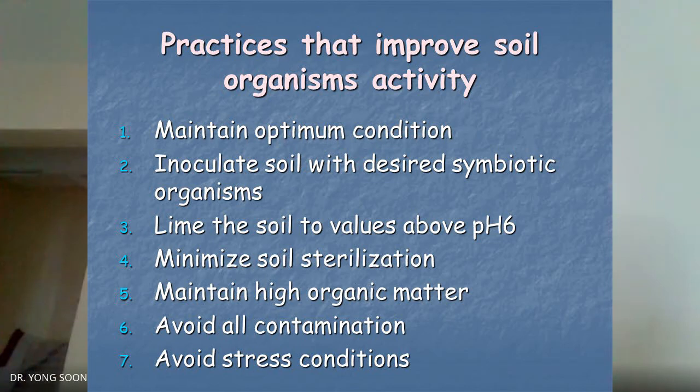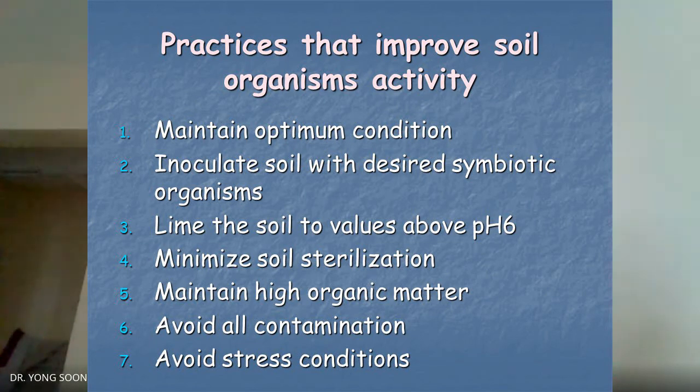Lime the soil to values above pH 6. So pH, as we learned earlier, should be maintained near neutral. If it's too acidic, you lime it. If it's too alkaline, you acidify it using sulfur. And then minimize soil sterilization. Now this one is caused by over usage of pesticide. Yeah, sterilization is mostly caused by over usage of pesticide.